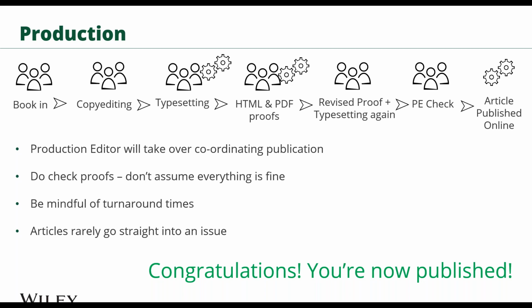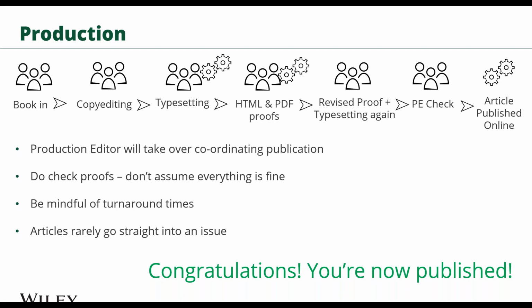The article will be sent to the production editor once it's accepted, and it will be booked in, copy edited, and typeset. The proofs will be created, usually in HTML and PDF formats, for you to check. And then the revised proof will be created and typeset again, and then the production editor will do the final check. And then the article will be published online.